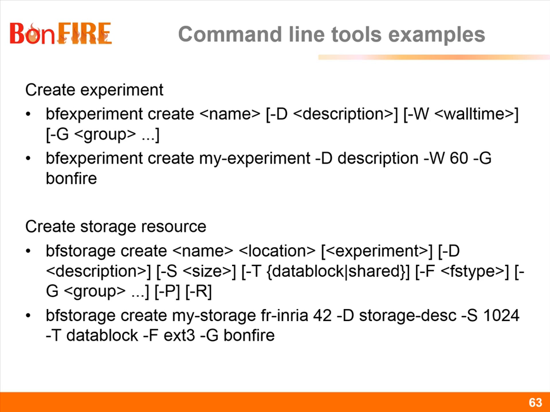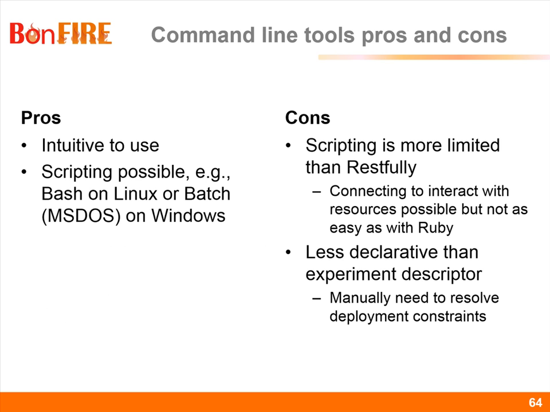So to create an experiment, one uses the bf experiment create command, which takes a name and optionally a description, a wall time, and the group to do it. So here's an example. And then you can create a storage by bf storage create. You have to give it a name and a location. You may want to add it to an experiment or may not want to add it to an experiment. If you don't add it to an experiment, it outlives experiments. And you give it a size, etc. So here's an example where you create a storage in RIA on experiment 42 with size 1024, and it's a data block, and it goes under the group BonFIRE.